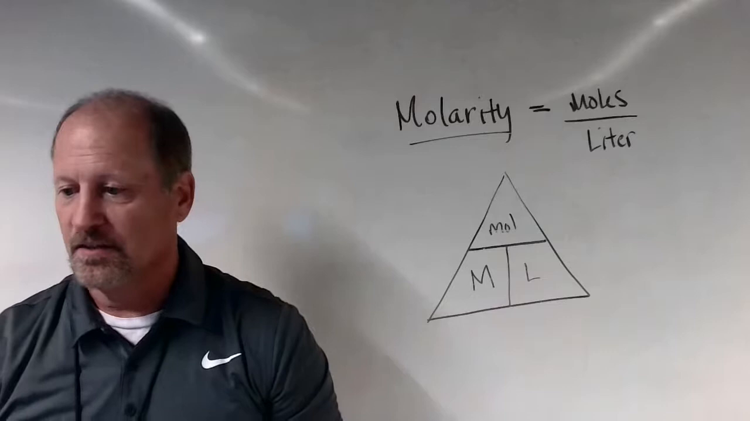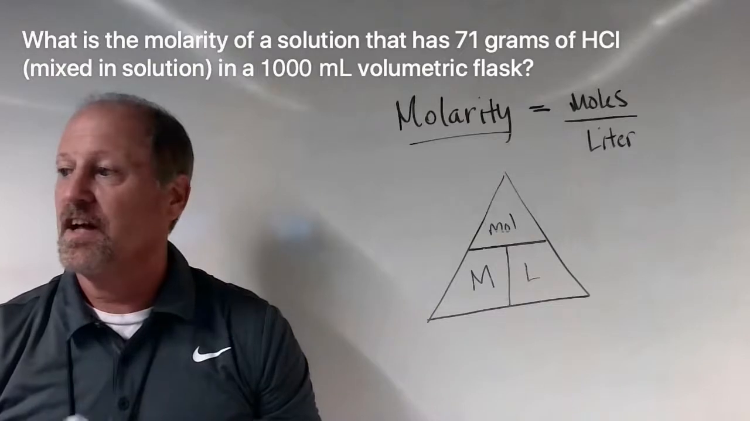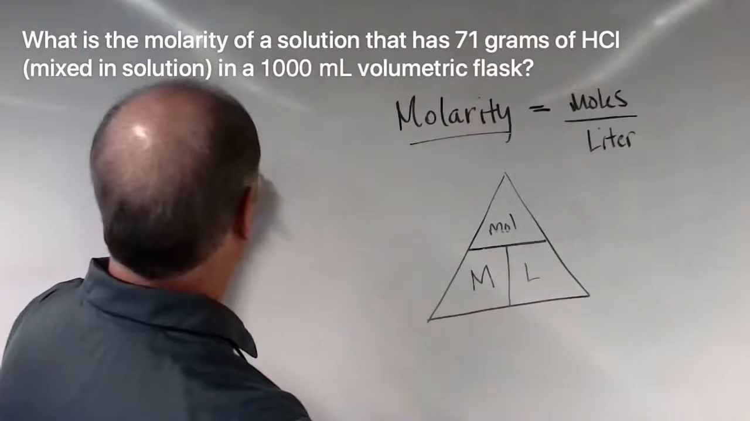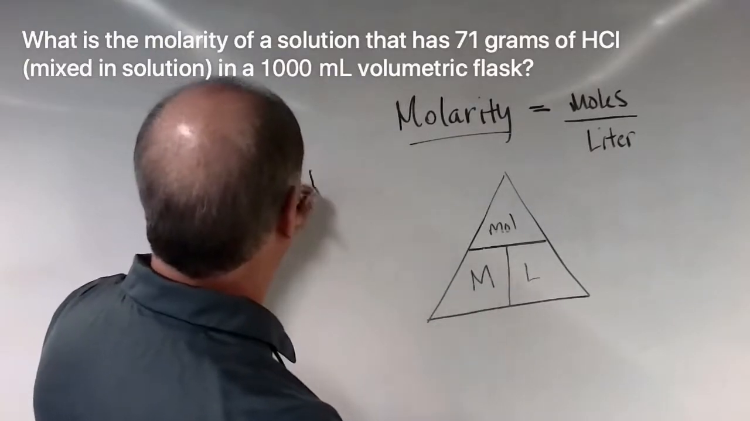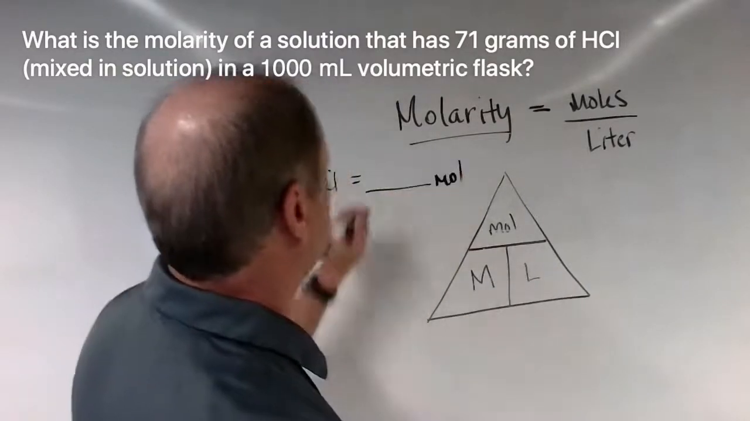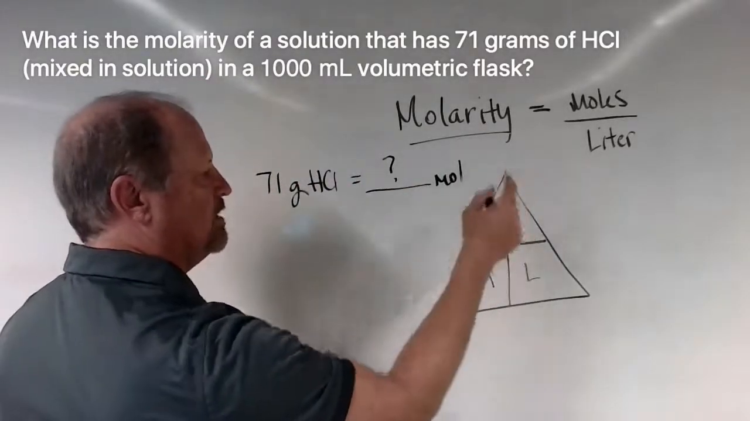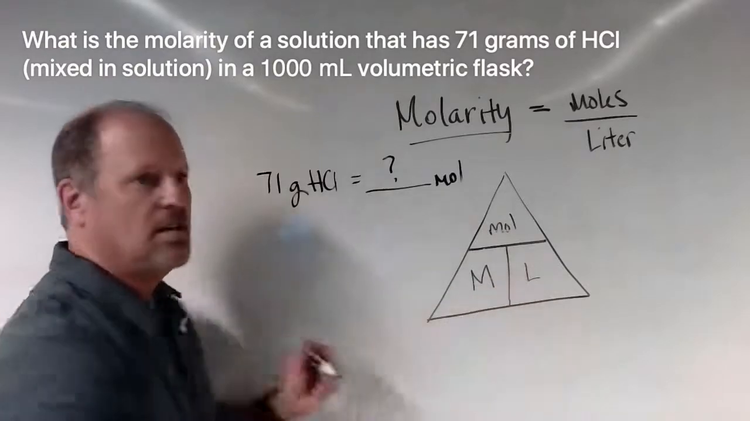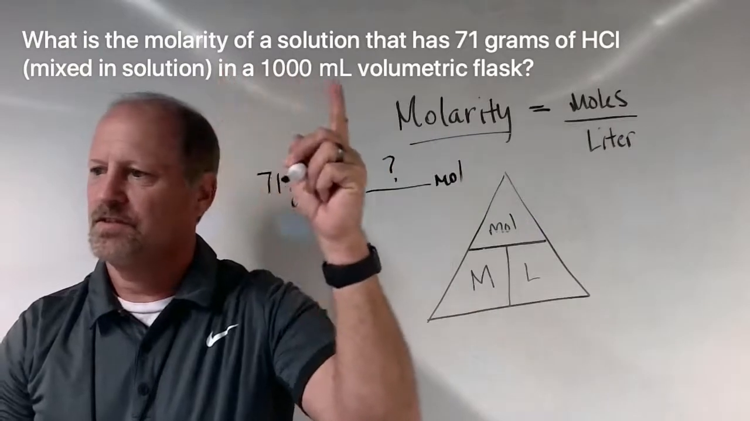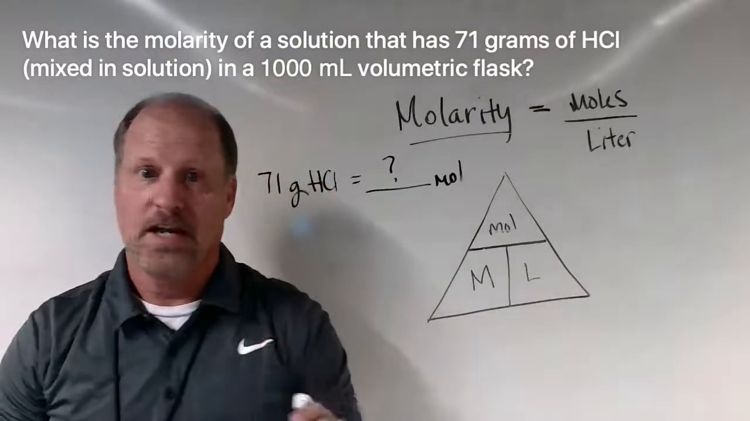One of the questions on the review was, what is the molarity of a solution that has 71 grams of HCl, hydrochloric acid, mixed in solution in a 1,000 milliliter volumetric flask? Well, we have 71 grams of HCl, equals how many moles? That's really the question, because if we have grams, we would convert that to moles. That goes here, divided by the liters of solution. Liters of solution is right here: 1,000 milliliters in the volumetric flask, which is equal to 1 liter.